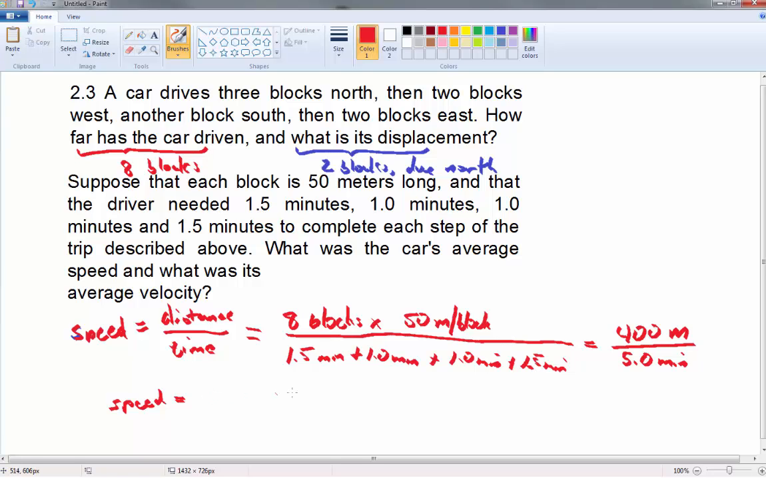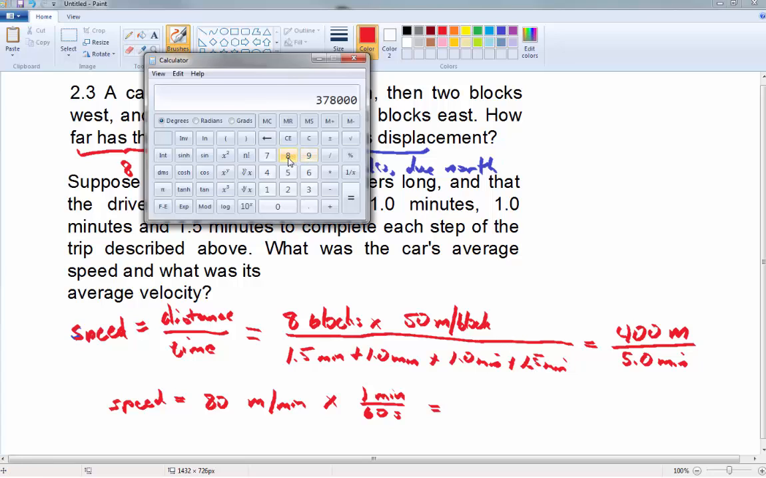400 divided by 5, which you can see since 8 times 50 was 400, then 80 times 5 is also 400. So the answer to this must be 80 meters per minute. And then we could even convert this into meters per second by basically multiplying to get rid of the minutes. 1 minute over 60 seconds. And so you end up with 80 divided by 60. So 80 divided by 60, or 8 over 6, will give you the same answer, namely 1 1/3.